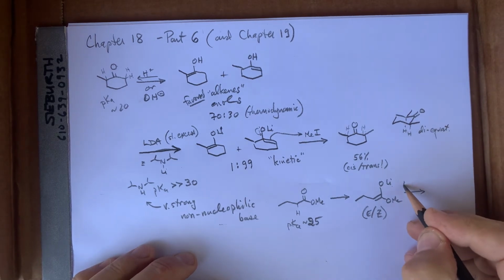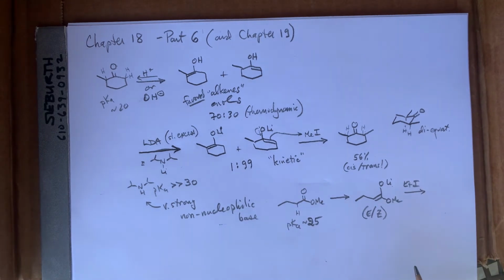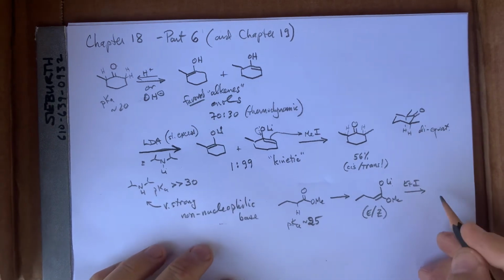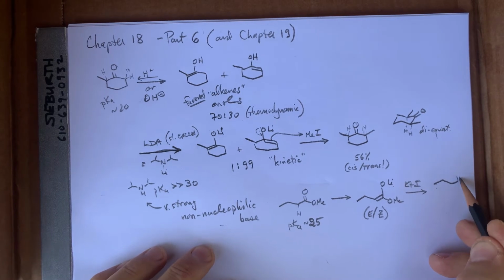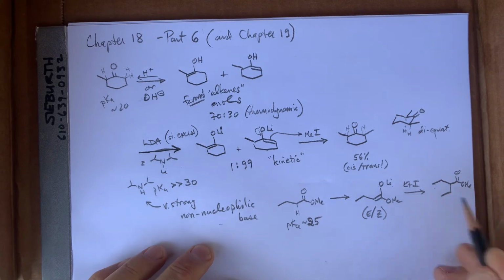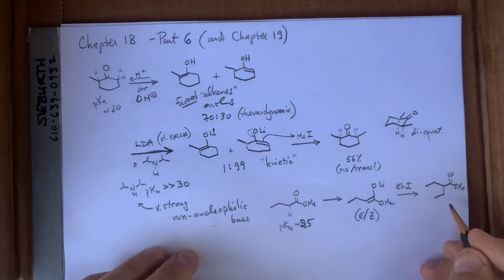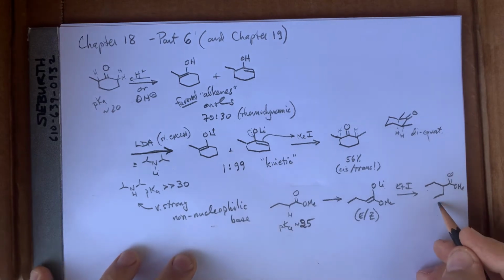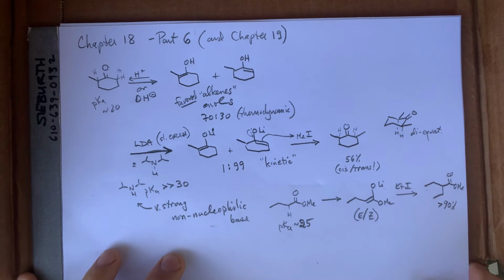And if you throw in ethyl iodide, which is a much poorer alkylating agent than methyl iodide, just because it's a little more sterically hindered, you will alkylate very nicely, and here I believe the yield is above 90%. Right?